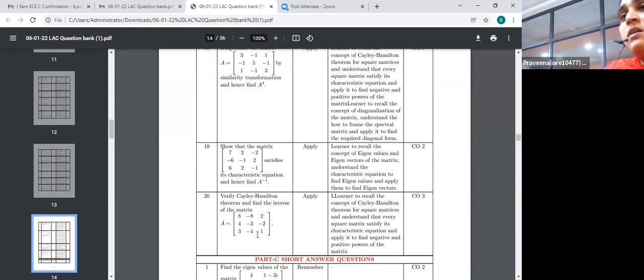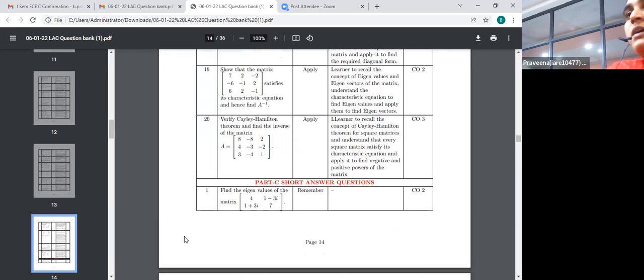19th question: show that the matrix 7, 2, minus 2, minus 6, minus 1, 2, 6, 2, minus 1 satisfies its characteristic equation and hence find A inverse. Okay, and hence find A inverse. This is also Cayley-Hamilton, right? Check whether the Cayley-Hamilton theorem is satisfied or not, after that find A inverse. Next 20th question: verify the Cayley-Hamilton theorem and find the inverse of the matrix. This is directly what they are asking, verification of the Cayley-Hamilton.